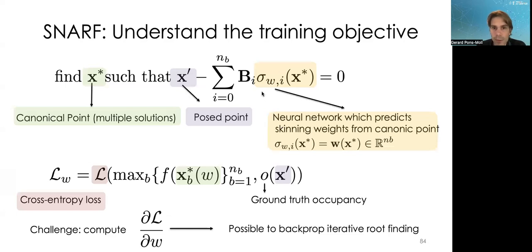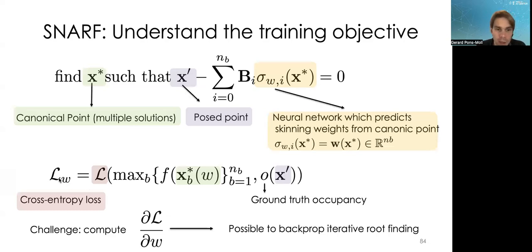All right, so first of all, we have to understand this equation well. This is nothing else than skinning, but now the skinning weights are parameterized with a neural network. And the main difference with backward skinning is that now the skinning weights are predicted in the canonic space, not in the pose space, which will be useful for generalization.